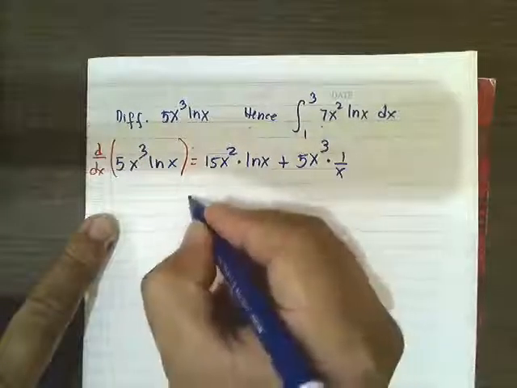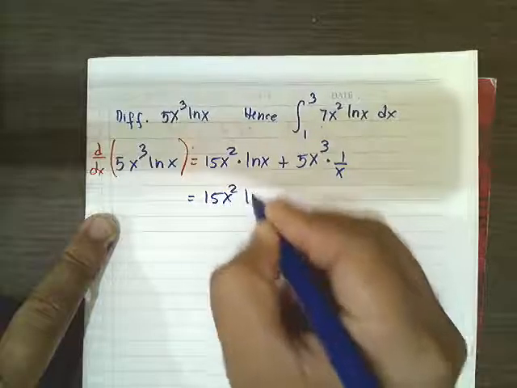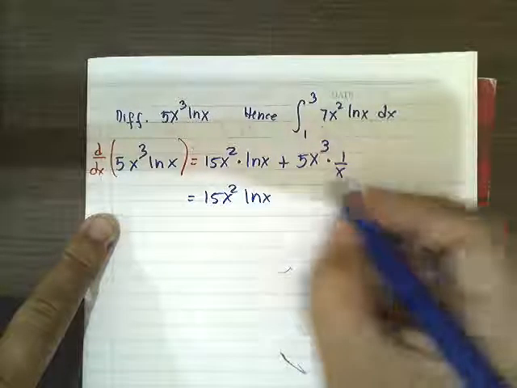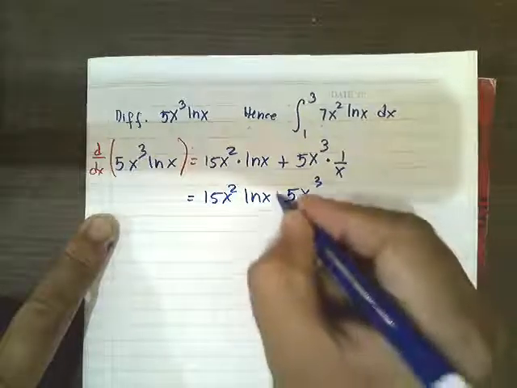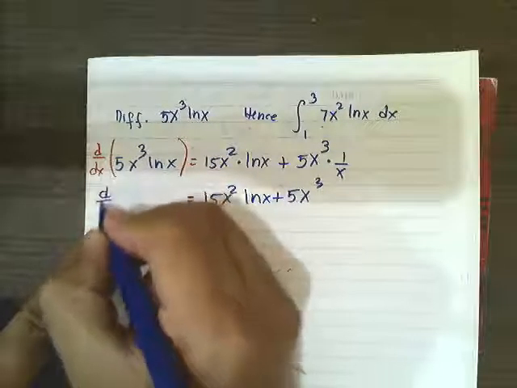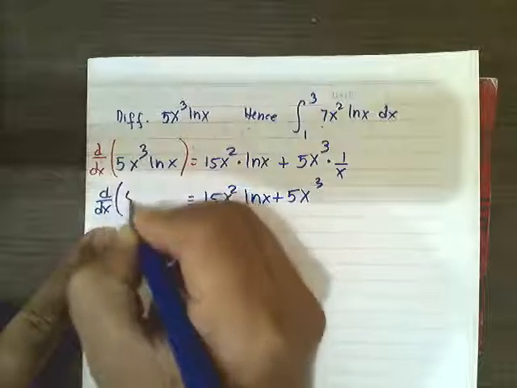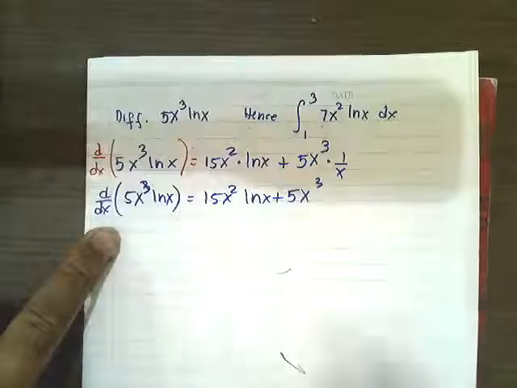Then simplify that. What is that equal to? That is 15x squared ln x, and this one is 5x cubed, so that is plus 5x cubed. And that is the derivative of 5x cubed ln x.